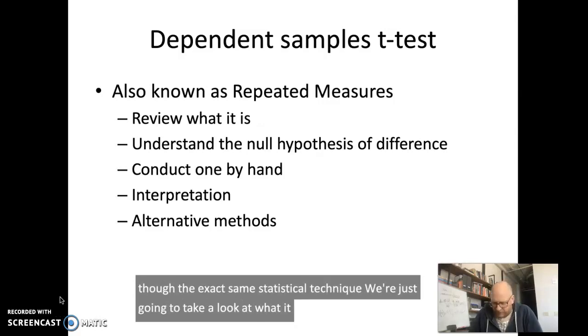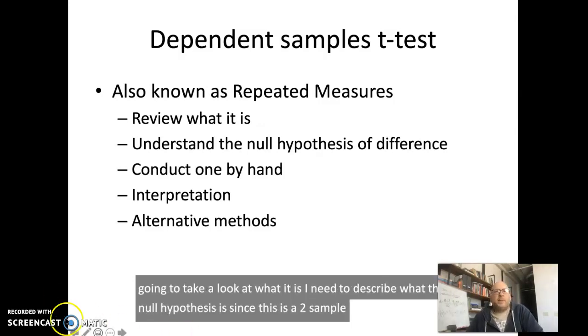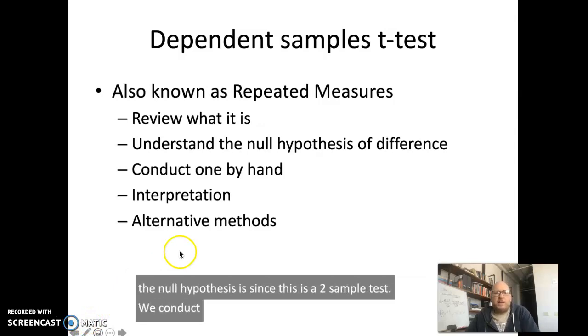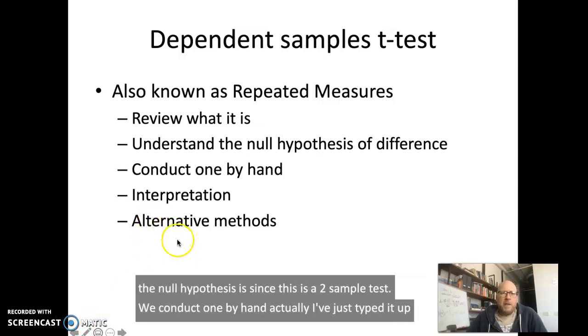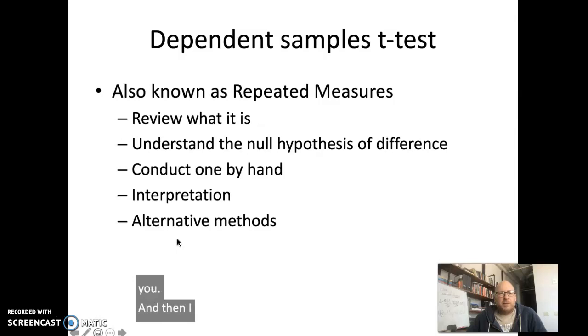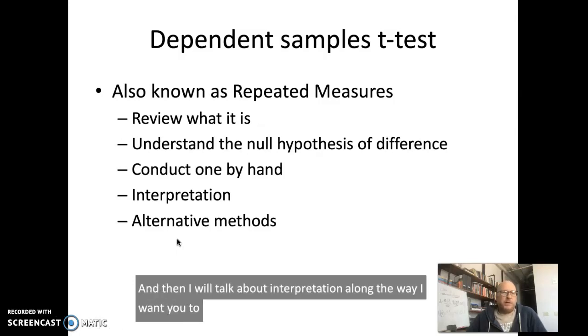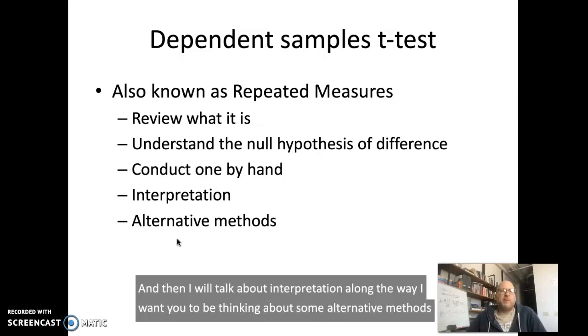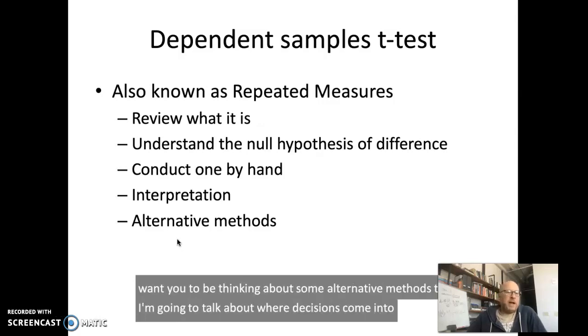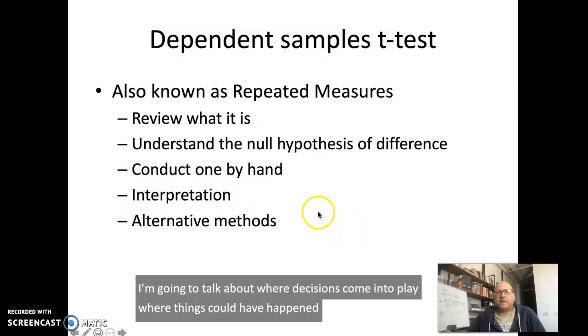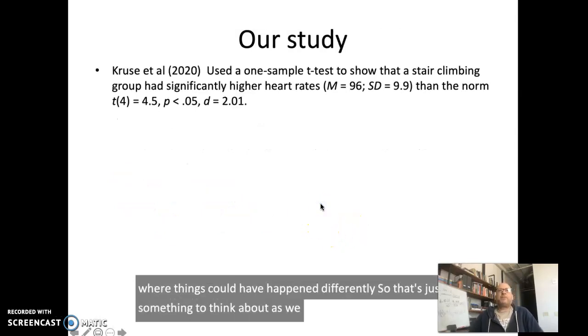I need to describe what the null hypothesis is, since this is a two-sample test. We're going to conduct one by hand. Actually, I've just typed it up for you. And then I want to talk about interpretation. Along the way, I want you to be thinking about some alternative methods too. I'm going to talk about where decisions come into play, where things could have happened differently. So that's just something to think about as we go through this.